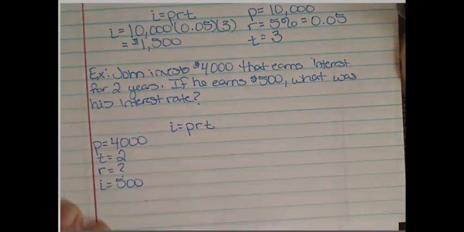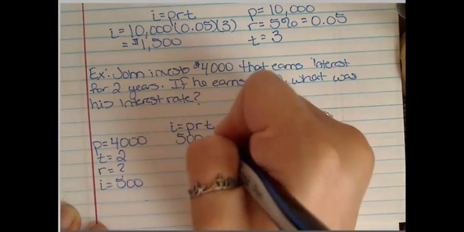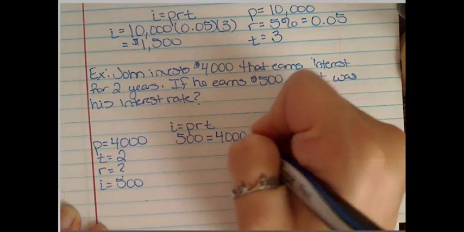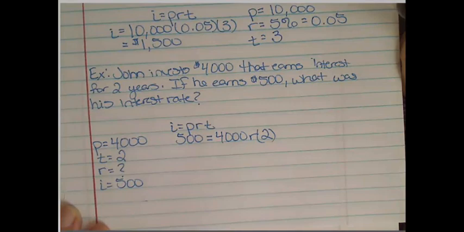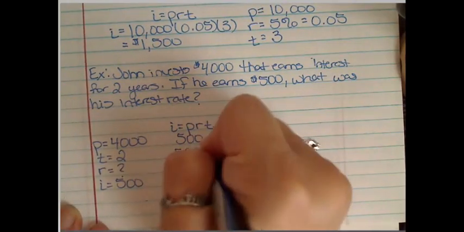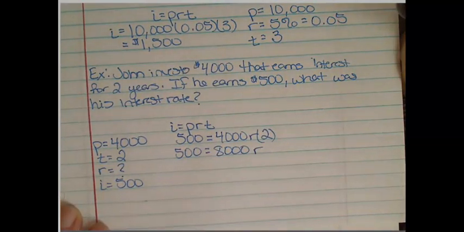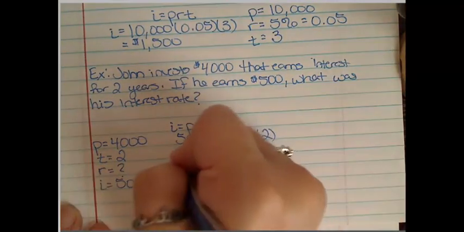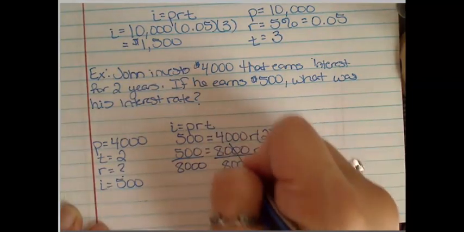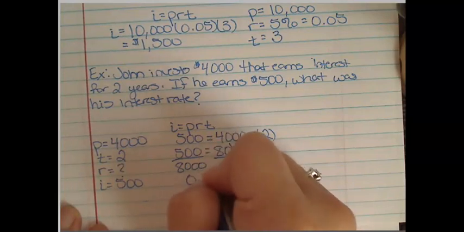So let's just plug it into the equation and see what comes out. So our I was 500, our P was 4,000, our R we don't know, and our T was 2 years. So we're going to just simplify. We're taking 4,000 times 2, which gives us 8,000. And we still have the R. So we're solving for our R. So we must divide both sides by 8,000 to get that side to go away. And that will give us 0.0625 equals our R.